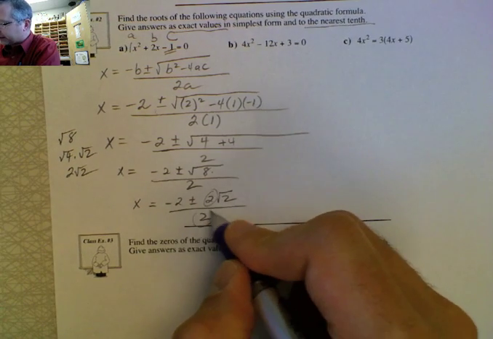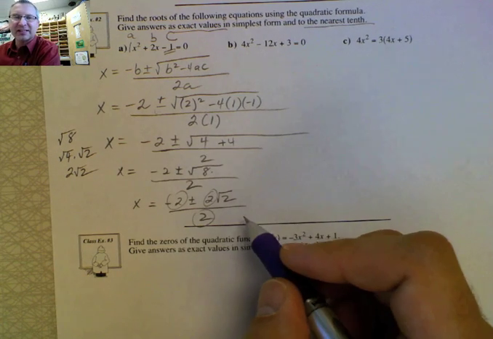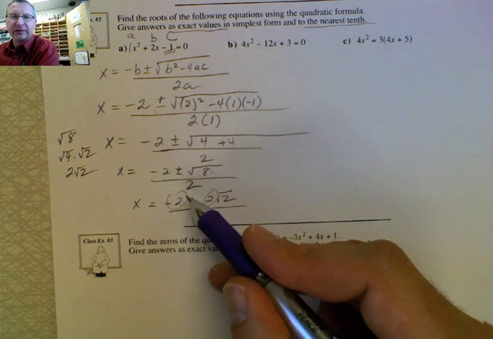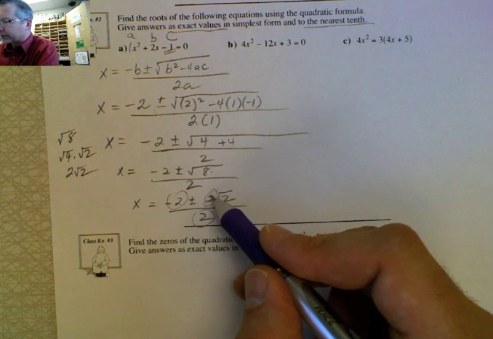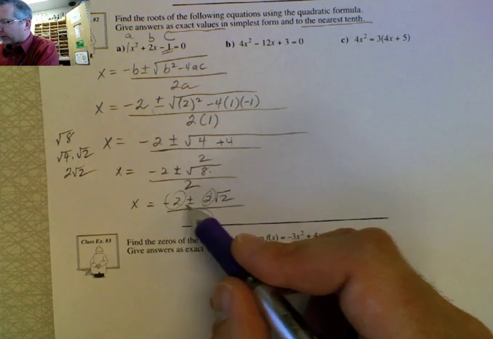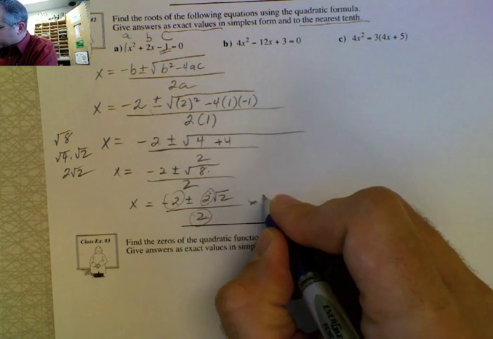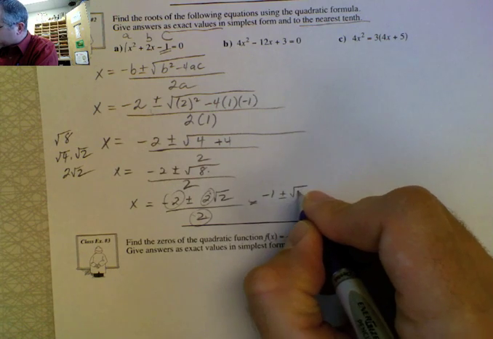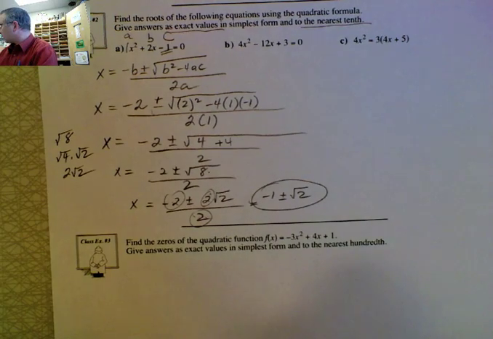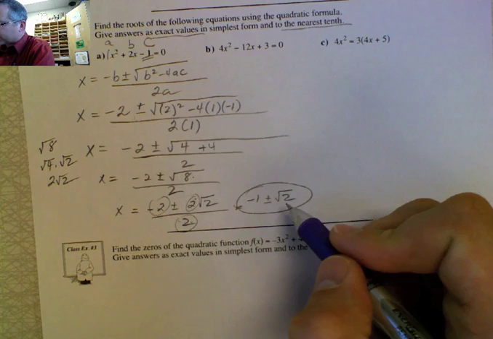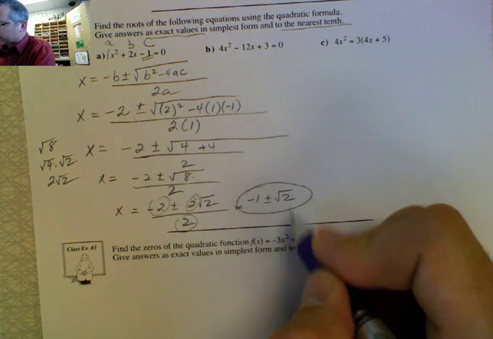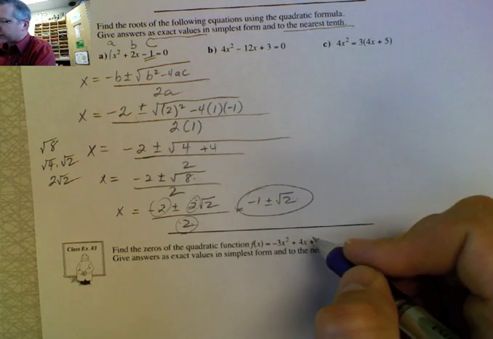Now you're going to see that these coefficients outside the radical, it's really important that they're outside the radical, are all 2. So I can divide them all by 2, and I end up with -1 plus or minus root 2 as being my values of x. And I have two values of x there. I have -1 plus root 2 and -1 minus root 2.